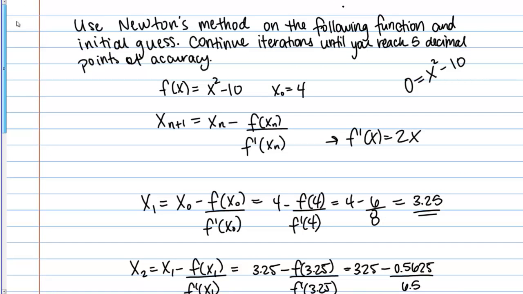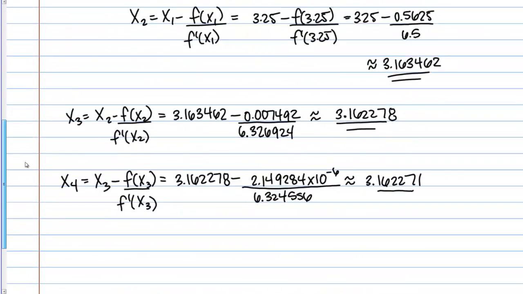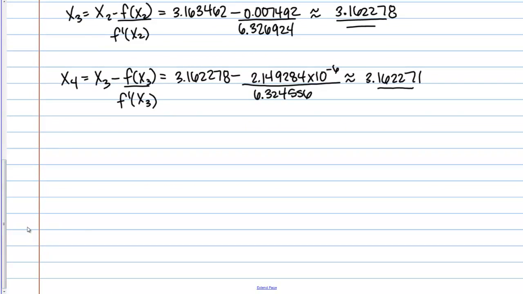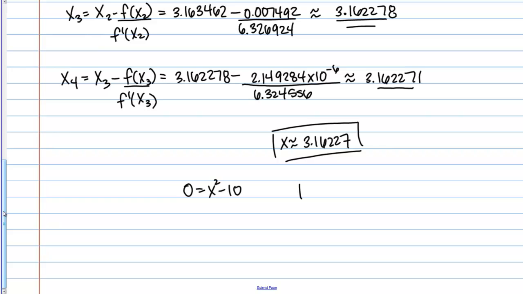Okay, so then I'm going to stop. So continue iterations until you reach 5 decimal points of accuracy. So then my approximation would be 3.16227. And then remember, in this case, this is one where we can actually solve for the exact solution. So my original equation was x squared minus 10. Okay, so I get 10 equals x squared. So my solutions for x are going to be plus or minus root 5.